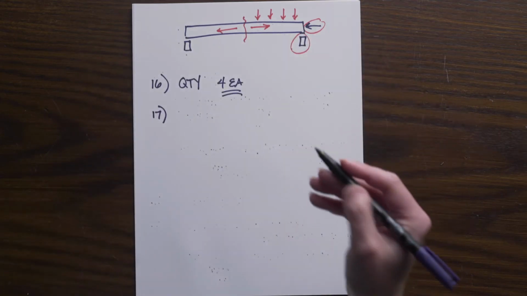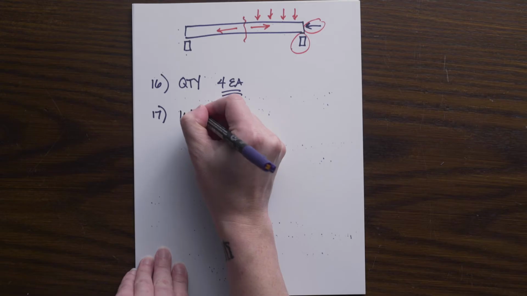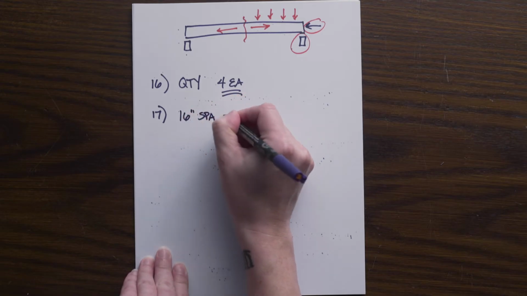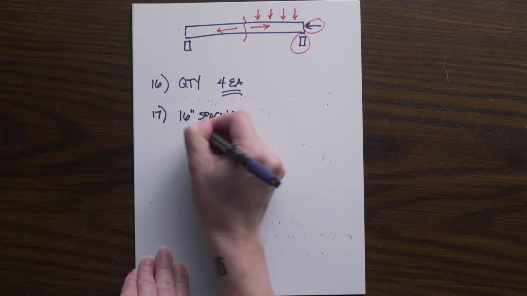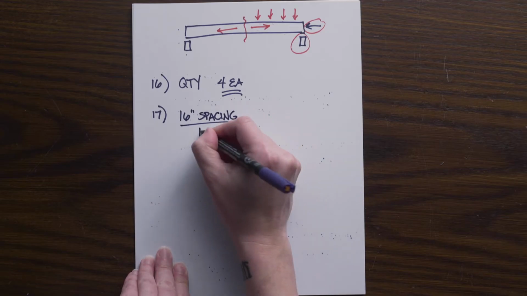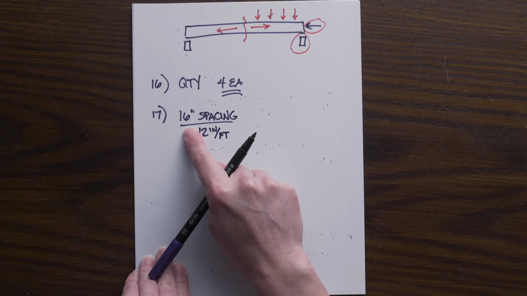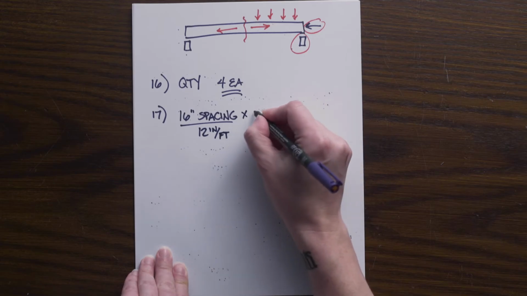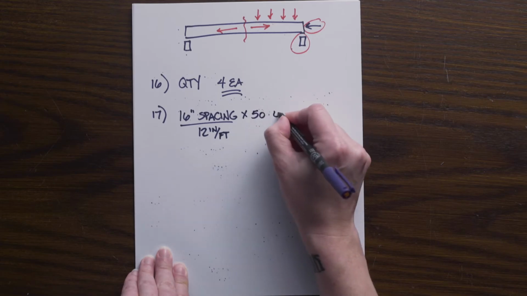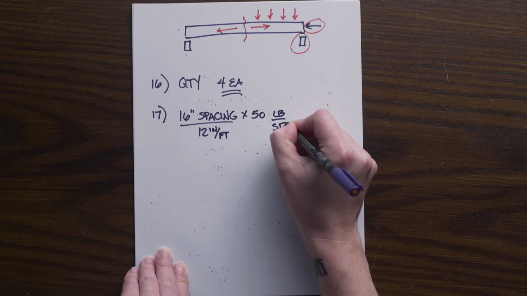So we can calculate that by taking our spacing, our 16-inch spacing for our joist, converting it into feet, because if we go half the distance one way, it's 8 inches, half to the other, 8 inches, total back to the 16-inch spacing. We multiply it by the 50 pounds per square foot. That is our total load.